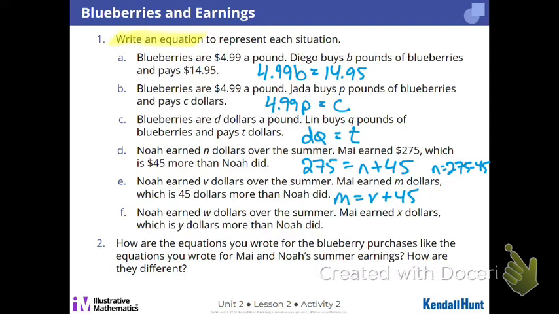And then Noah earned W dollars over the summer, May earned X dollars. So X dollars is Y more than Noah. So W plus Y. Let's look around. Did anybody say W equals X minus Y? I take that too. Yeah, that works too. So now we're going to look at similarities and differences.